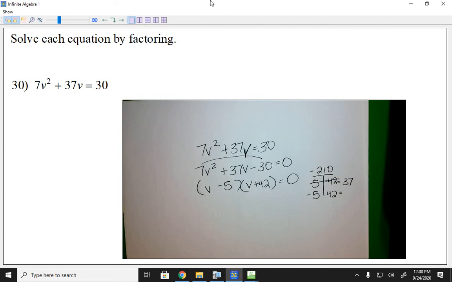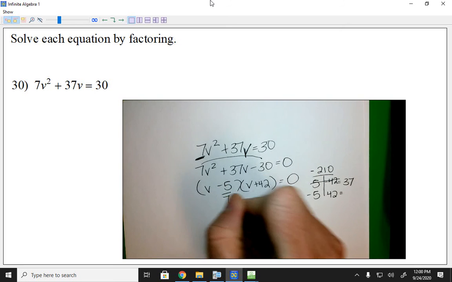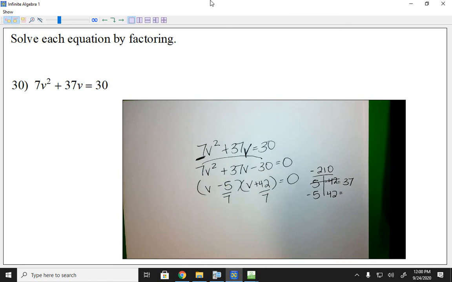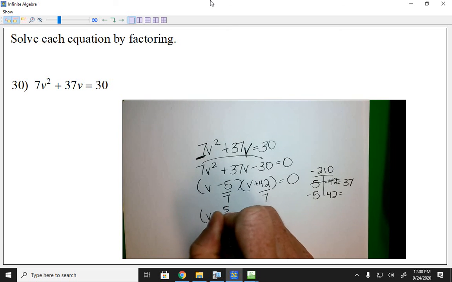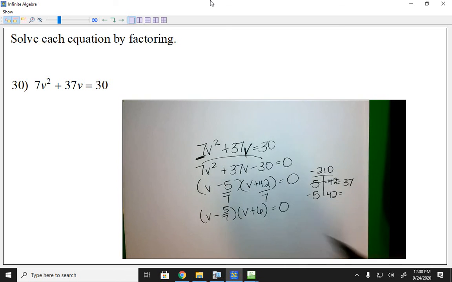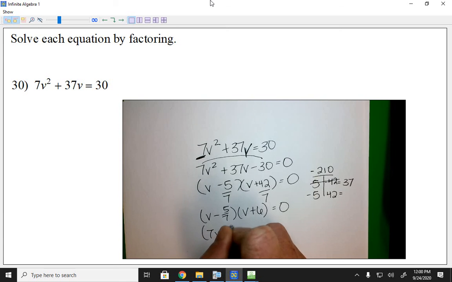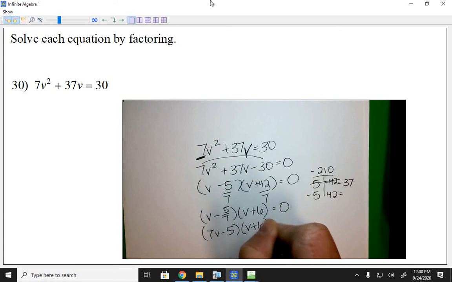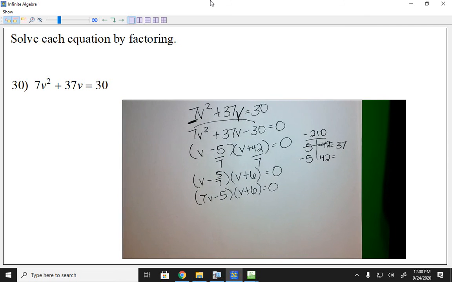Okay, so remember I'm not done because I have this number out front. I got to take it and divide each by that. So reduce. And then bottoms up. So that's just the factoring part. Okay? But we still need to solve for V. I need to say V equals something.